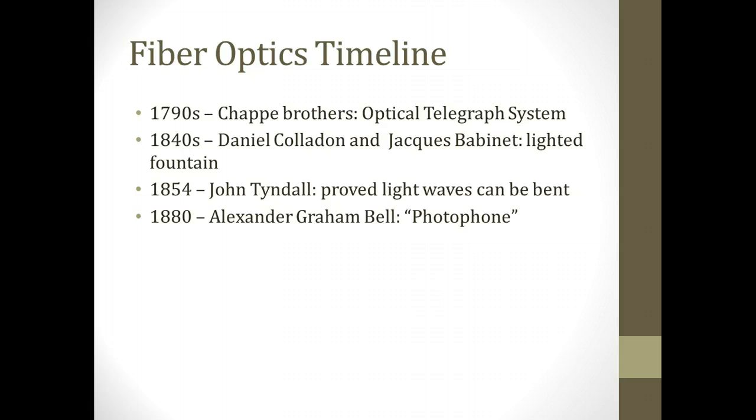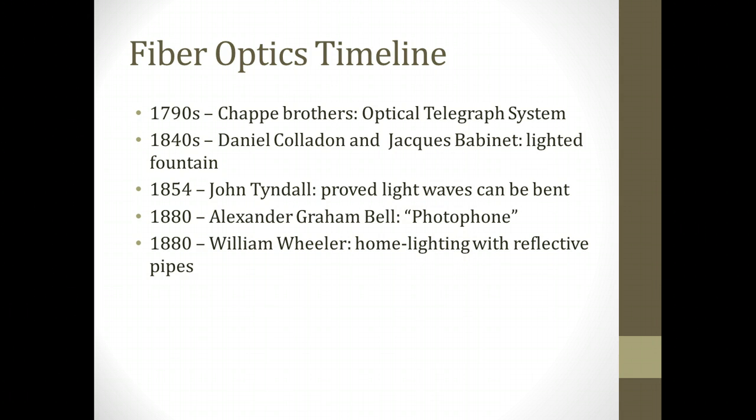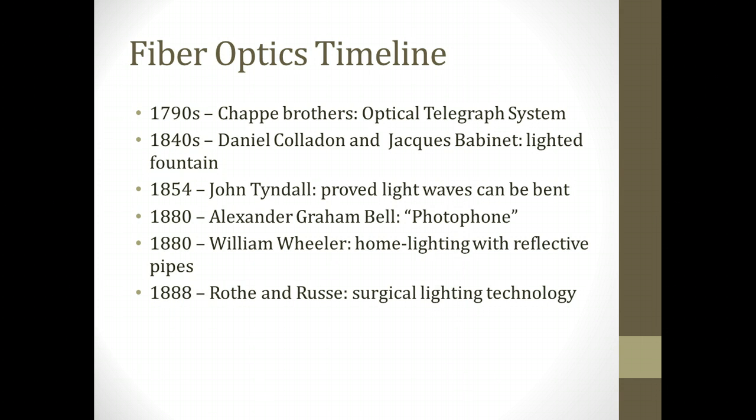And also in 1880, William Wheeler invented a system of pipes that lit up homes with an arc lamp that was shone along the pipes from the basement of the house. The pipes were coated with a very reflective material in order to transmit the light throughout the house. In 1888, Austrian doctors Roth and Reuss used bent glass rods to light up body cavities during surgical procedures.